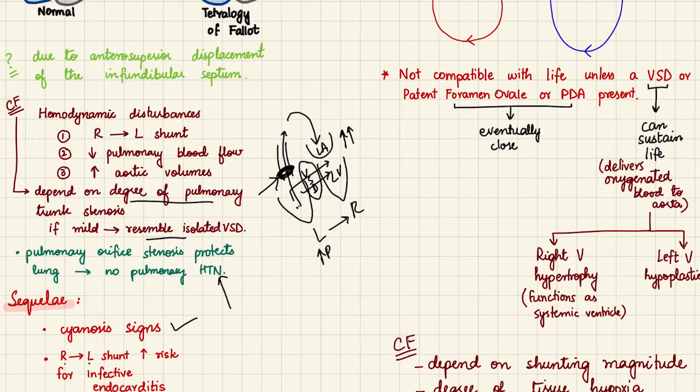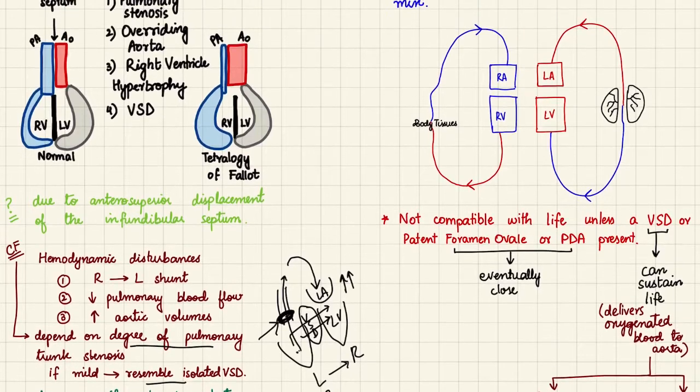The hemodynamic disturbances in this case occur because of the right to left shunt. Now you might say that this is a simple VSD, right? And in VSDs, we've seen that we usually have a left to right shunt. But in this case, we have a right to left shunt because here you can see that the pulmonary artery is stenosed and the right ventricle has undergone hypertrophy. So the pressures on the right side are now higher than those on the left side. So we have a right to left shunt.